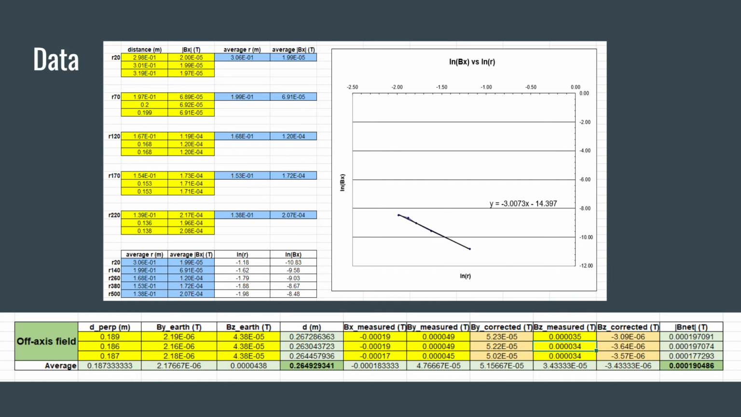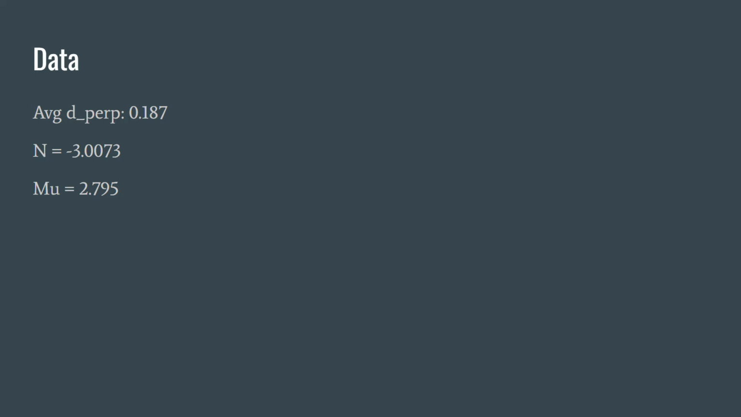And so I uploaded my data to an Excel file, and I was able to get these values. I got my equation to be y equals negative 3.0073x minus 14.397. And based on that, the graphs from the Excel, my average D perpendicular was 0.187, the N value was negative 3.0073, and my mu value was 2.795.